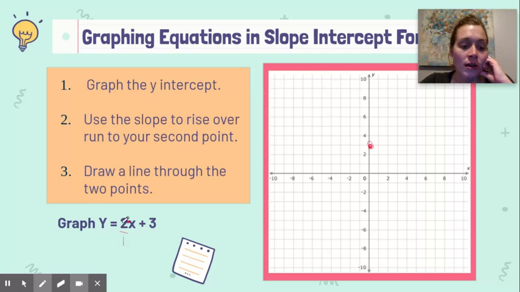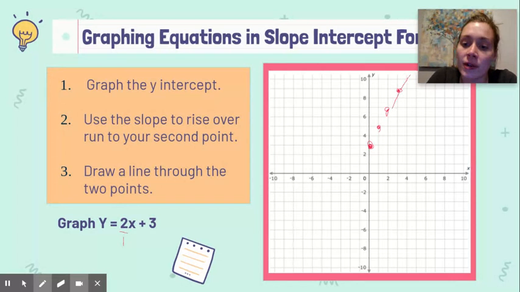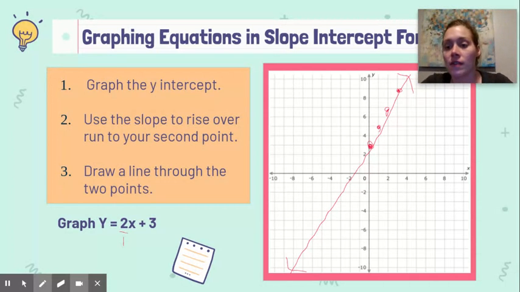So I make this 2/1, so now we know that we're going to rise 2, run 1, we always run to the right. Rise 2, run 1. I like to do that a few times so we can draw a little bit nicer of a line. So go up 2 over 1 a few times in your notes. And then just draw a line. Remember, we want to extend it all the way to the edge of the graph in both directions. And now we've graphed the equation.